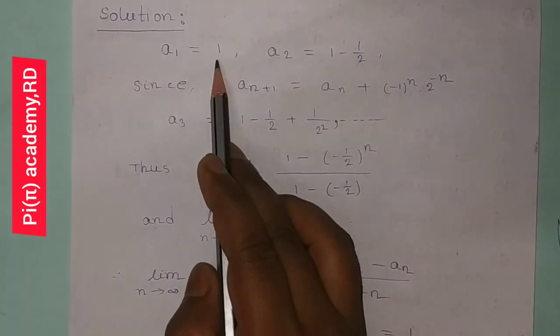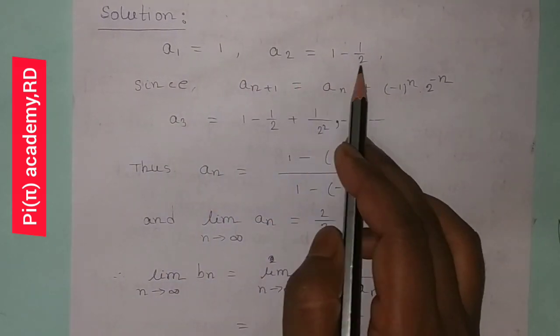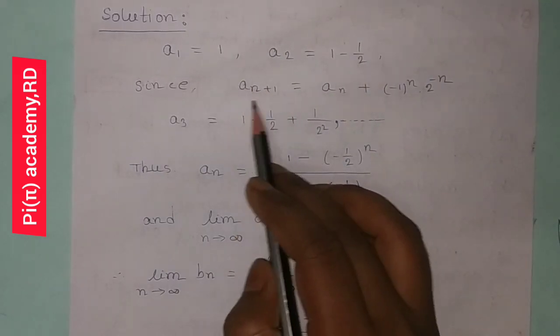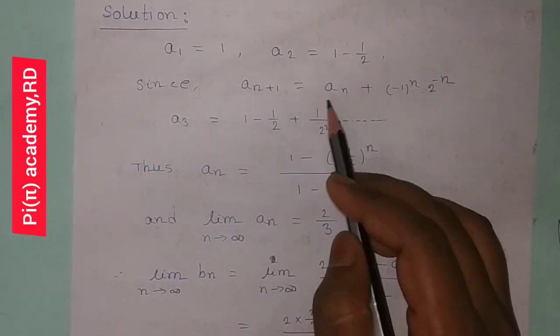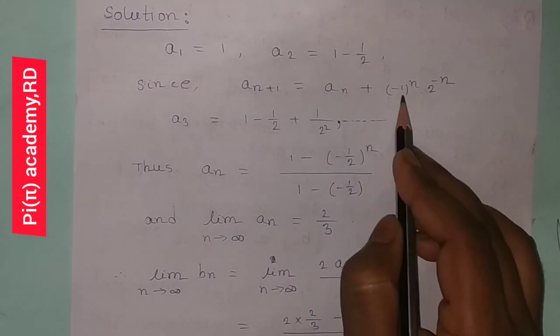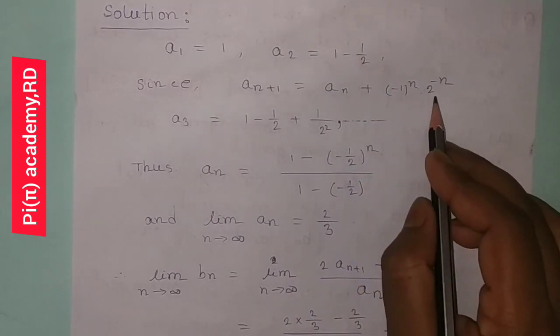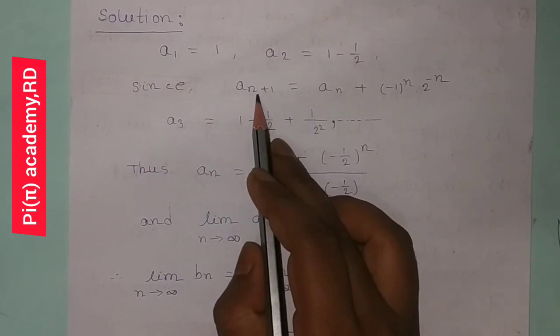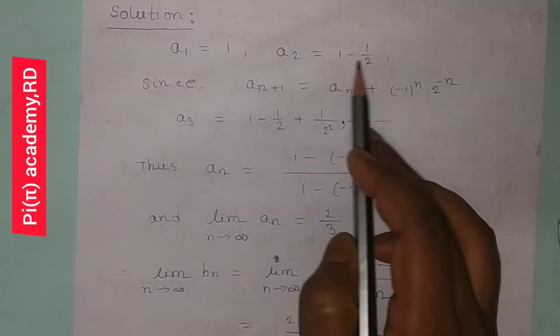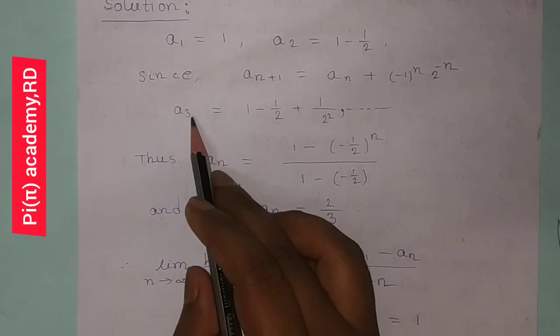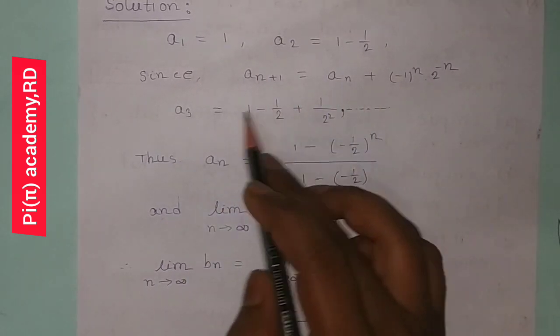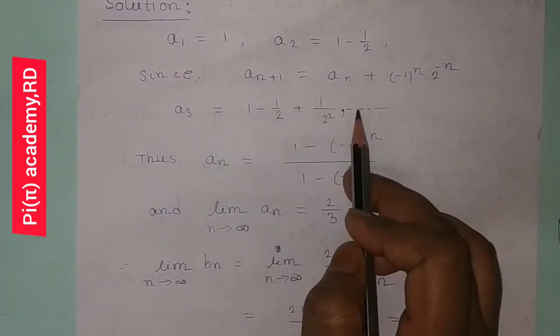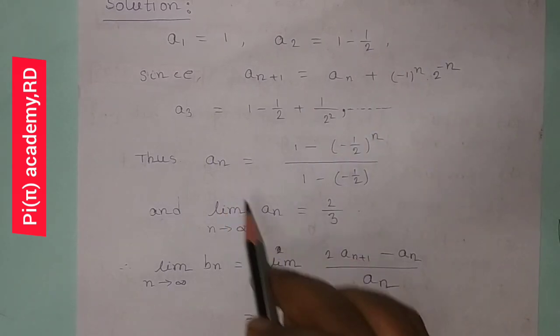Now solution. Here a_1 equal to 1 and a_2 equal to 1 minus half. Given that a_{n+1} equal to a_n plus (-1)^n into 2^{-n}, if we put n equal to 1, then we get a_2 equal to 1 minus half. Similarly a_3, if we put n equal to 2, then we get a_3 equal to this. Similarly a_3, a_4, a_5 and so on.